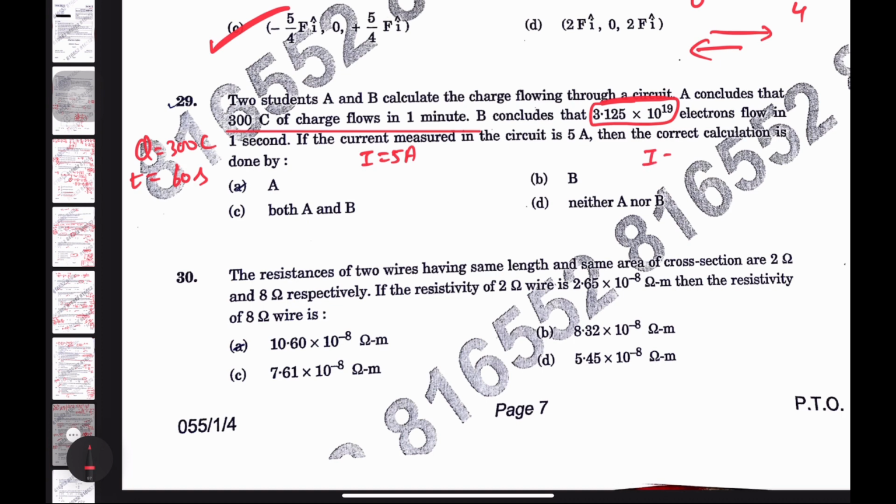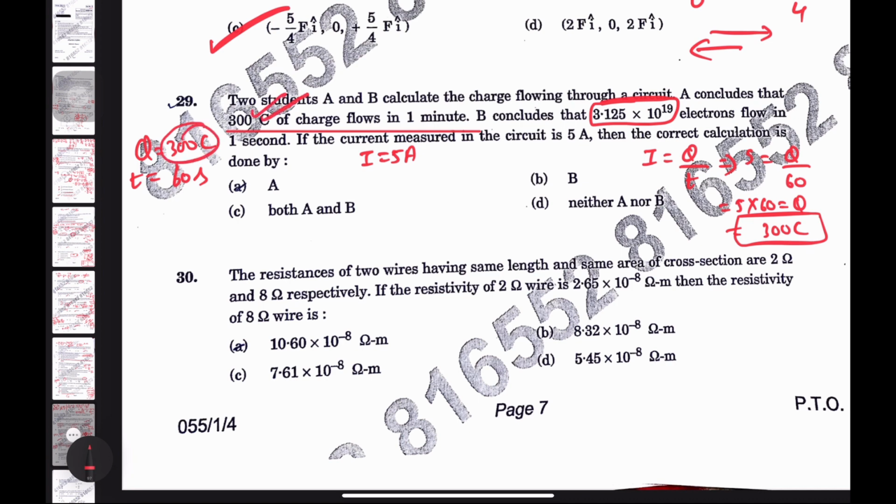We know that I is equal to Q upon T. So this implies we are having 5 is equal to Q upon 60, that is 5 multiplied by 60 is equal to Q is equal to 300 coulomb, and A has calculated the same thing, that the charge flowing is 300 coulomb. So that means A is correct.